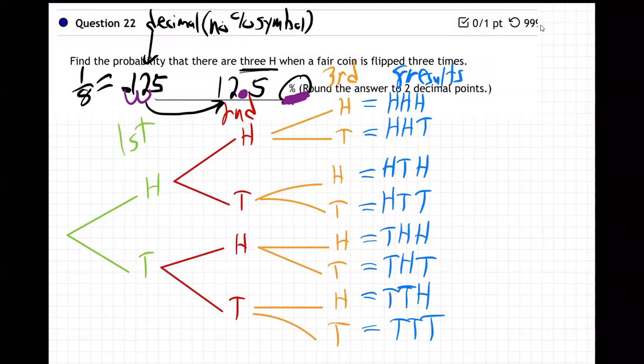So depending on your version of the question, if they have a percent symbol, you would say 12.5%. If they just have a decimal and they don't have a percent symbol, you would just say the answer is 0.125.